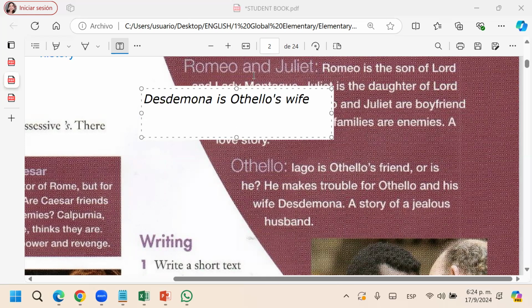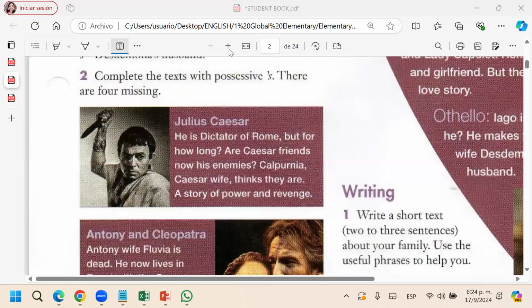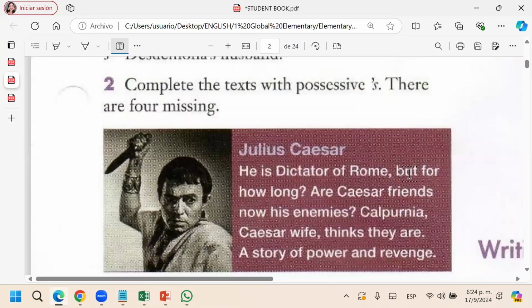I'm going to show you this paragraph about Julius Caesar, the dictator of Rome. In this paragraph, we have to complete the paragraph using apostrophes. Jose, read the paragraph of Julius Caesar. Okay, he is dictator of Rome. But for how long? Are Caesar friends now his enemies? Calpurnia, Caesar's wife, thinks they are. A story of power and revenge.